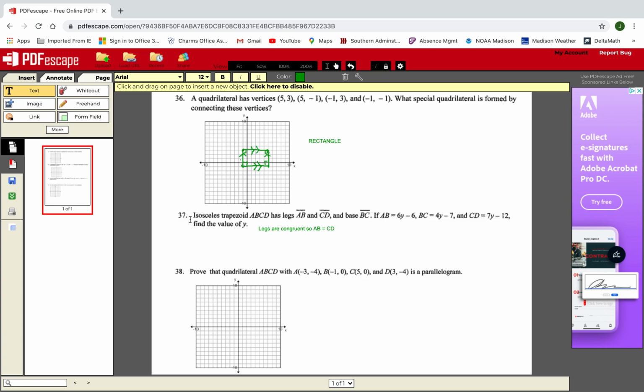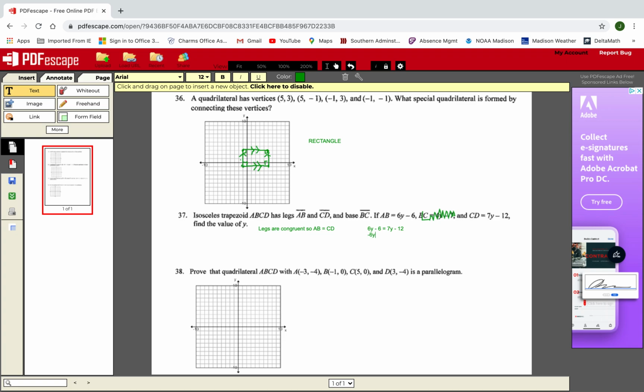They've given us information here that we don't need as a distractor. So we don't need BC. We don't need that equation that says 4x minus 7. All we need to do is set the other two equations equal to each other and solve for y. So if AB equals CD, then that tells us that 6y minus 6 equals 7y minus 12.